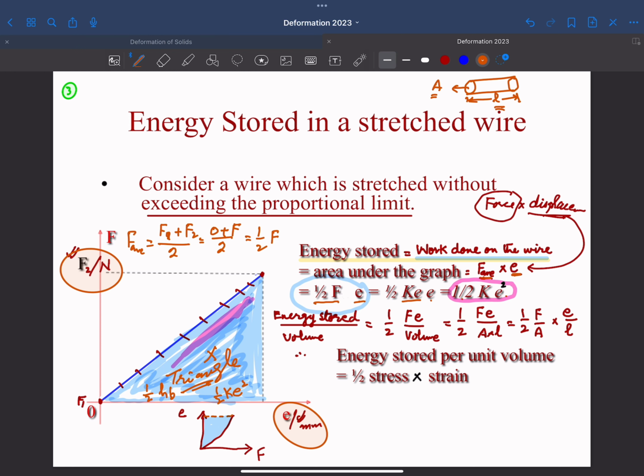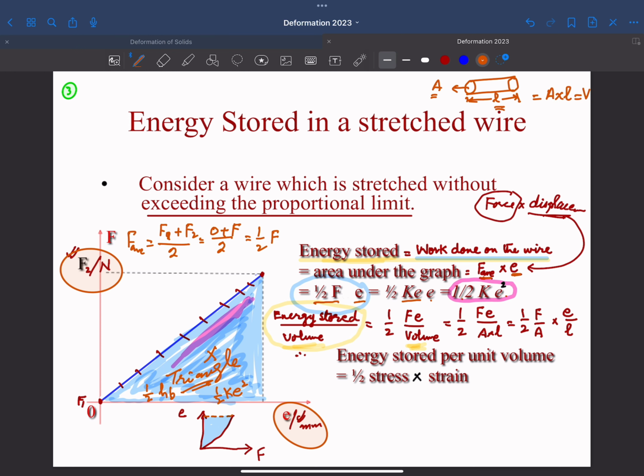So simply you can write that the energy stored per unit volume is half Fe divided by volume. That means you have divided both sides of the equation by volume. As far as the volume is concerned, you already know that we can calculate it by multiplying area into length. So this will be the volume.